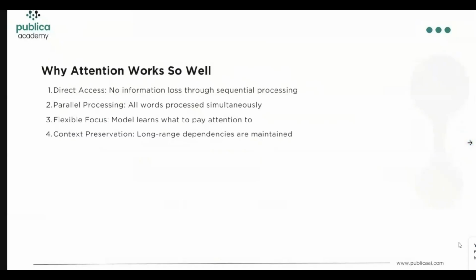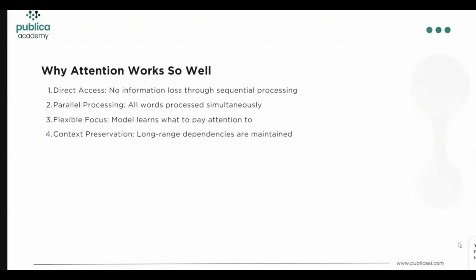So why attention works so well? One, direct access. No information lost through sequential processing, compared to RNN that will keep on looping and it forgot what it started with. But for this, no information lost because what? It drags everything to itself and everything keeps its meaning, one after the other without losing its meaning.